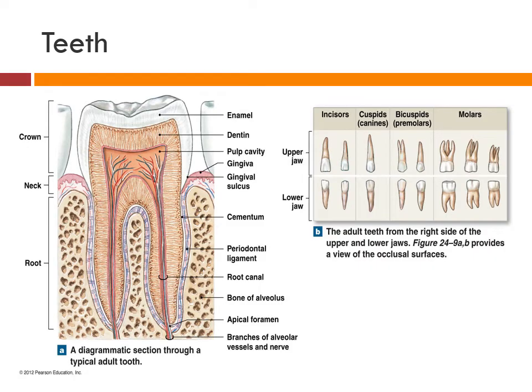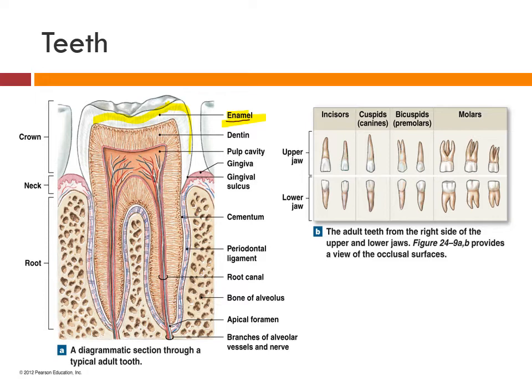Next we have our teeth. Teeth are accessory organs of digestion. With the teeth we have the enamel, which is on the outside. The very outside of the teeth is the enamel. Enamel is the hardest biologically manufactured substance. So that's interesting to know.